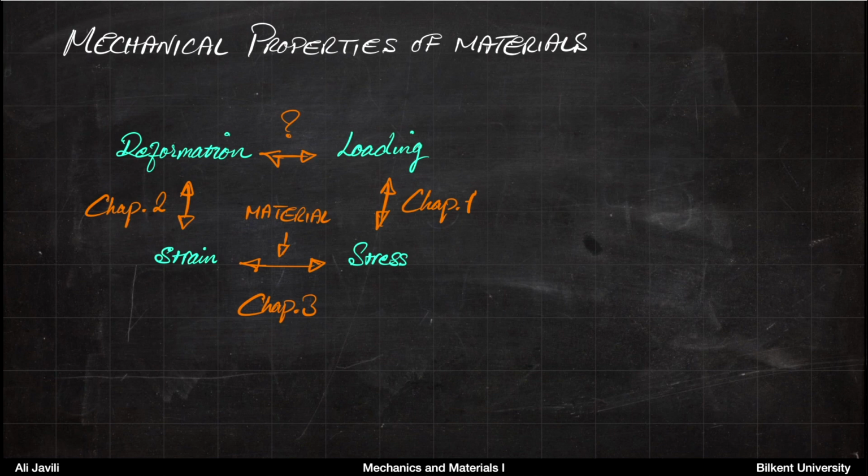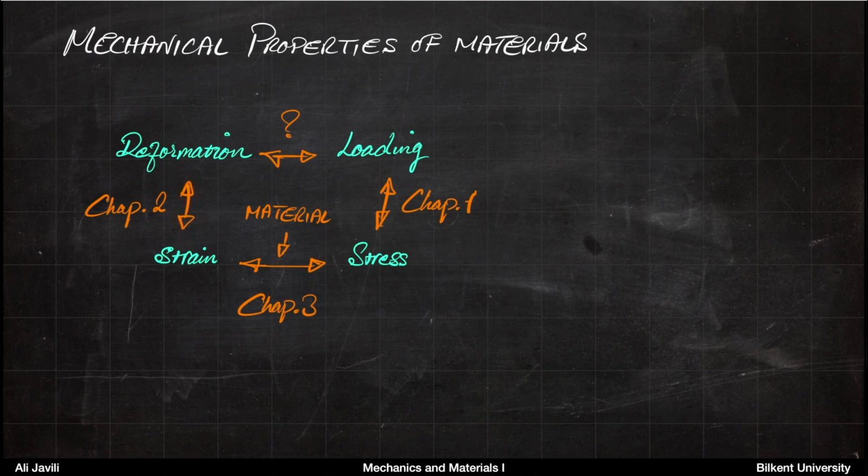In order to do that, we defined stresses as representative quantities for loadings, and we learned how to do that in the first chapter of the book. Then we defined strains as representative quantities for deformations, and we learned how to do that in the second chapter of the book, the previous chapter.